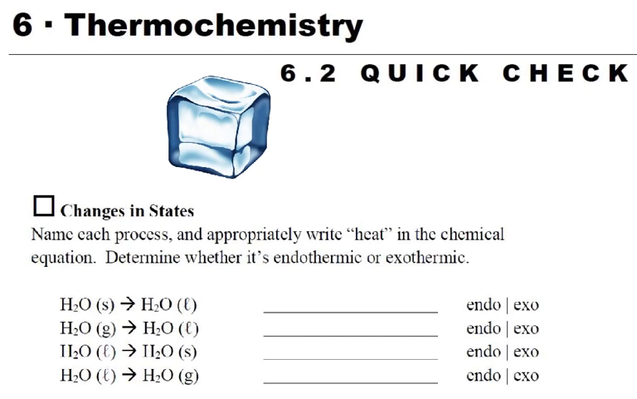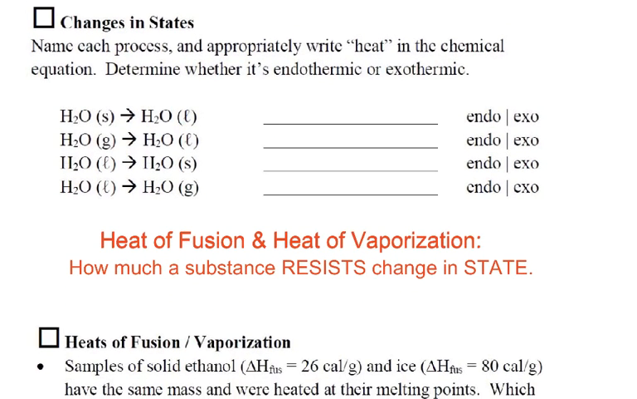Okay, quick check 6.2. So we're talking about changes in state here. So think like a solid going to a liquid, liquid going to a gas. And a lot of times we're talking about water, but we can do it with different substances. So the first question up here is changes in state. You want to look at that and say, okay, for each one of these, what do we call it? And is it exothermic or endothermic?